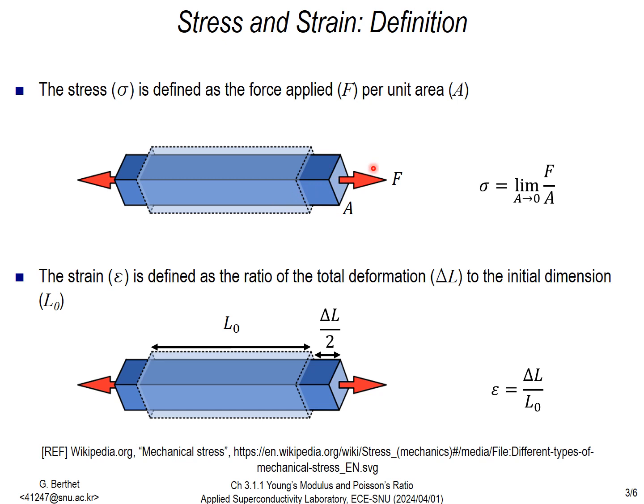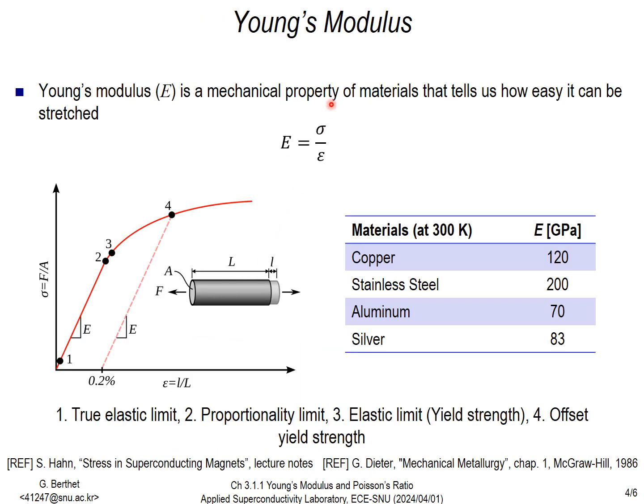The stress is defined as the force applied per unit area, while the strain is defined by the ratio of the total deformation to the initial length. Young's modulus is a mechanical property of materials that tells us how easy it can be stretched. It is defined as the ratio of the stress to the strain.